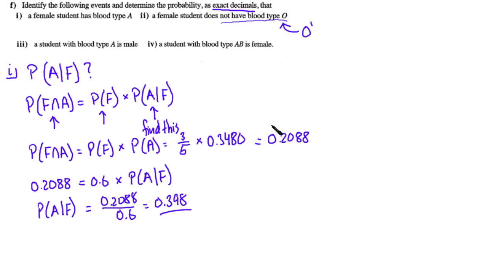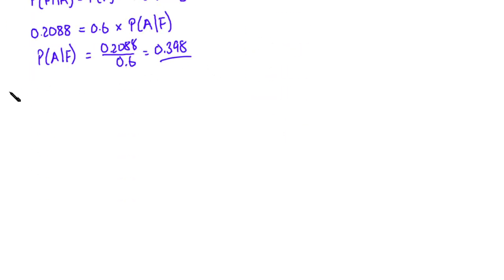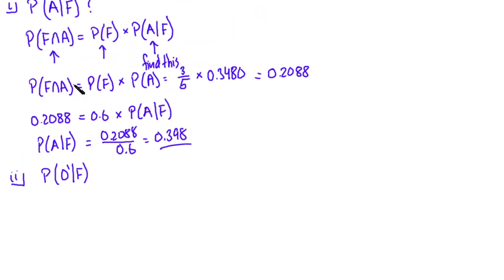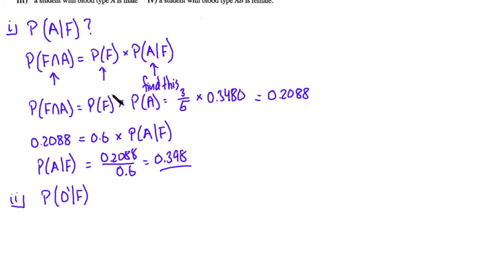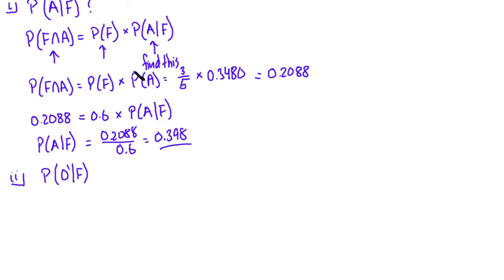So question number 2. A female student does not have blood type O. What we're looking for here is the probability of not having blood type O, the complement of O, given that it's a female student. And again, we're going to be using the same formula, but we're going to change some of those letters in there.